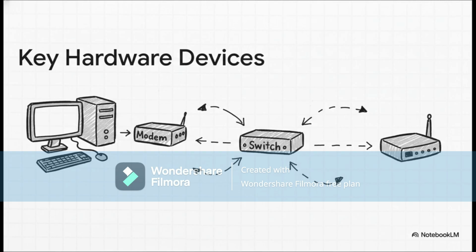But inside the network, you've got devices like a router, which acts like a traffic director between different networks. Then a switch helps devices on the same local network talk to each other. They're basically the traffic cops of the digital world, making sure every bit of data gets to the right place.